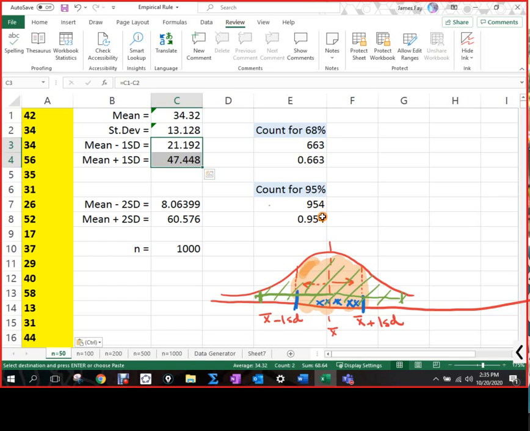All right, so that's the idea of working with the empirical rule. And we can go even further. We go to 99.7% if we want to go within 3 standard deviations.